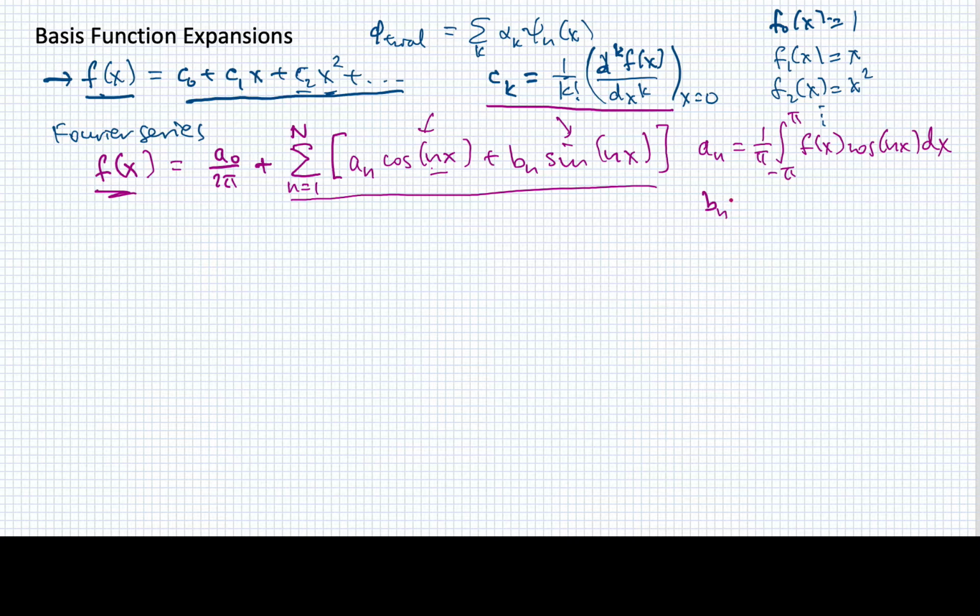And our coefficient b is just 1 over pi, integral from minus pi to pi of f of x sine of nx dx. All right, so we have a way that we can readily calculate these coefficients. We can express f of x as this interesting linear combination of cosine and sine functions.